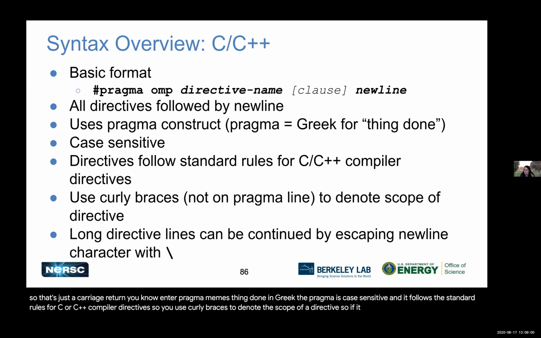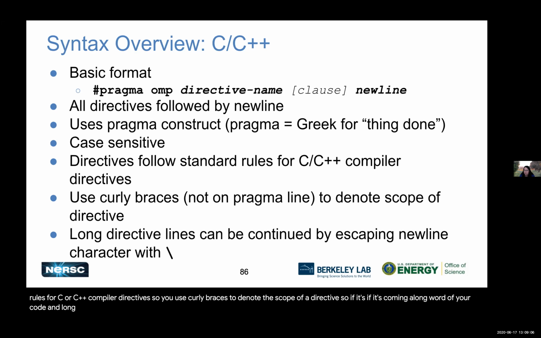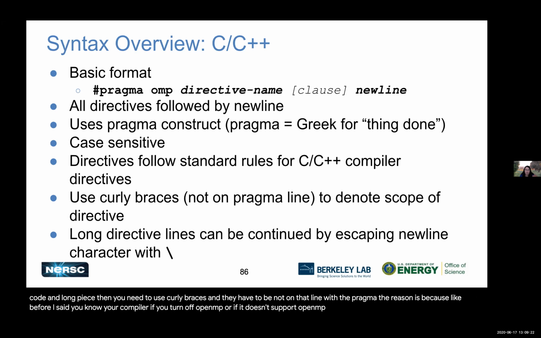So if it's a long piece of your code, then you need to use curly braces, and they have to be not on that line with the pragma. The reason is because, like I said before, if you turn off OpenMP or if your compiler doesn't support OpenMP, it's just going to ignore these pragmas. And so it's also going to ignore that curly brace if you had it on that line. And then it's going to see the curly brace at the end, and it's going to be like, hey, what the heck? Where's the matching curly brace? So that's why it needs to be on a separate line.